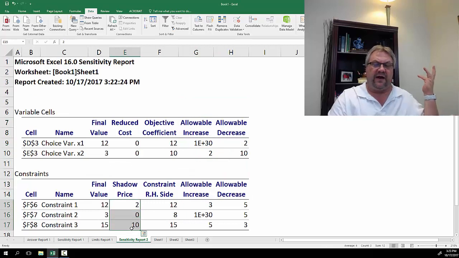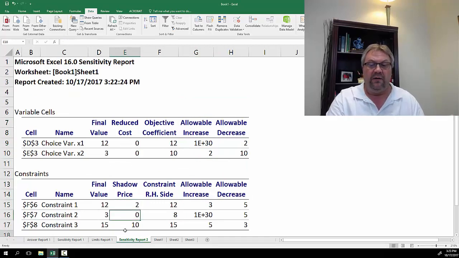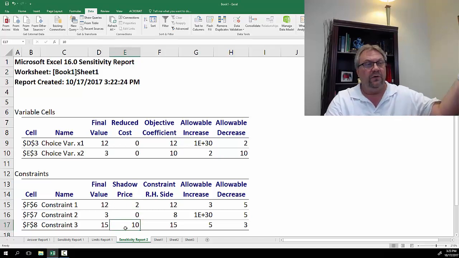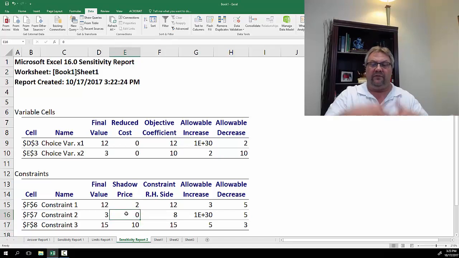Because look at some of these shadow prices, right? Now I have a shadow price for constraint 1. My shadow price for constraint 2 shot up to 10, and now all of a sudden constraint 2 doesn't have a shadow price, right? So that's my recommendation there.